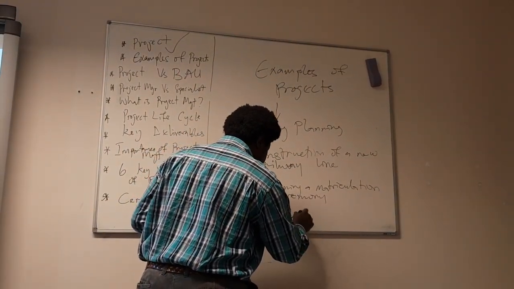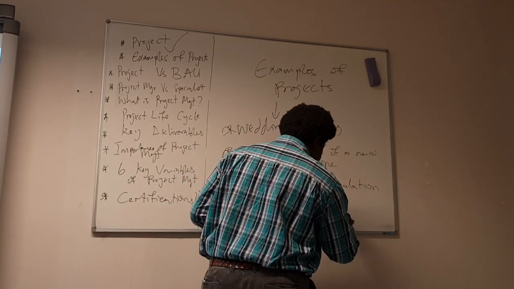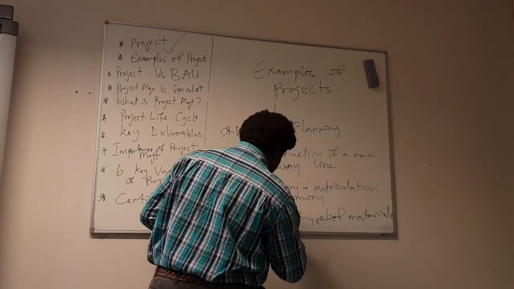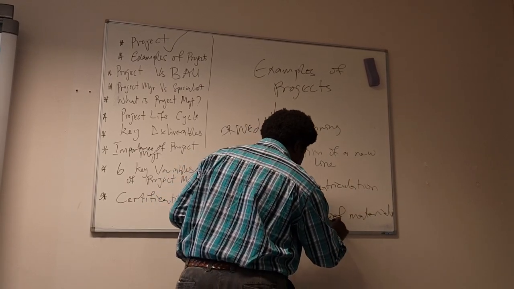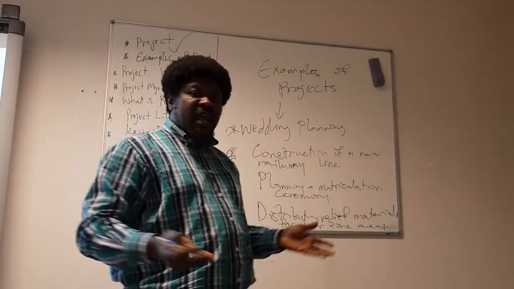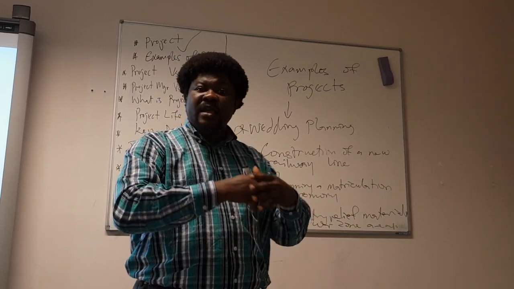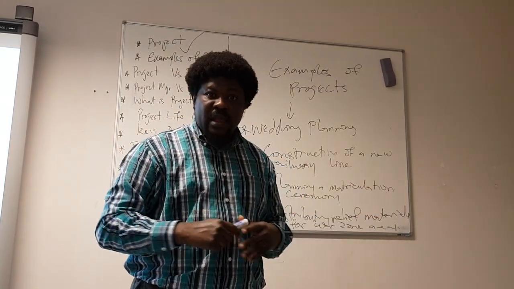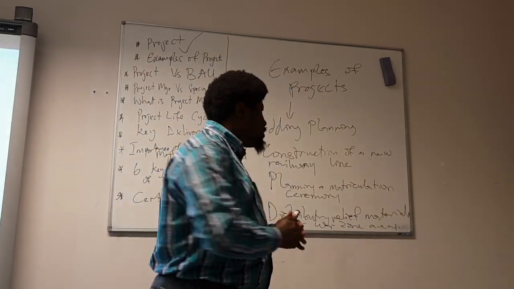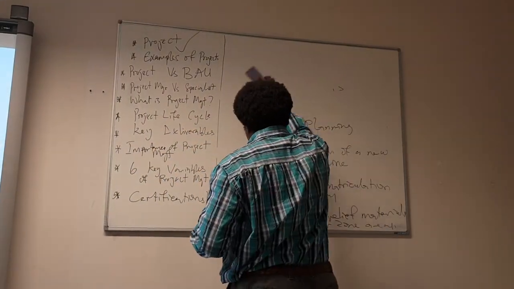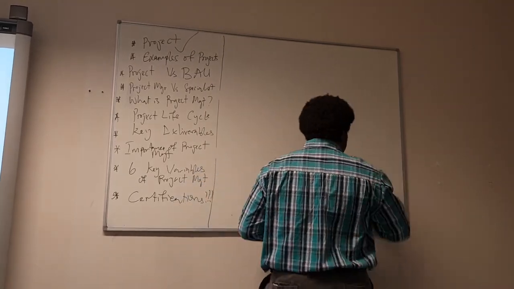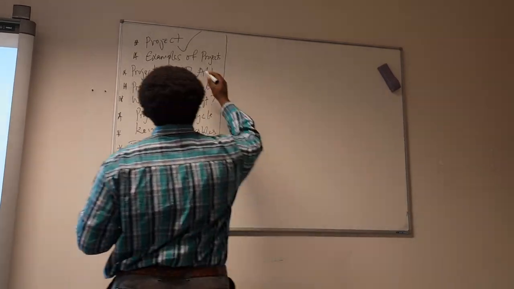Distributing relief materials for war zone areas. So as you can see, projects can be simple or complex, and they come in all forms and within all industries. It could be an agricultural project. So those are examples of projects. You can always rewind if you want to get that part again. And I think we can take that now.